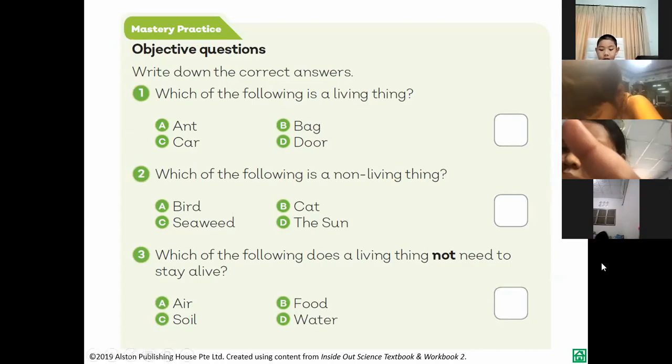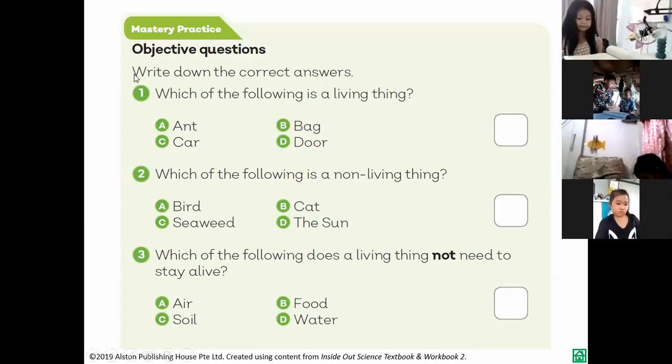Brave, can you read number 1? Do you want to read number 1 question? Okay, I'm gonna read it. What number? Number 1. Can you read?